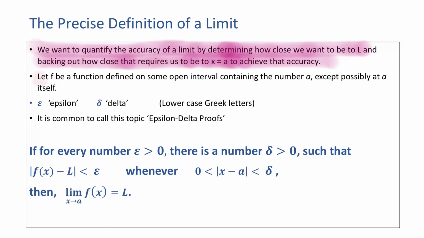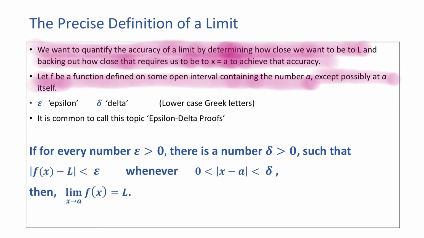So we let f be a function defined on some open interval that contains the number a. The x value a is the value that we're interested in. Sometimes, of course, right at a, the function might be undefined, but we can still have a limit that exists as we approach a from the left and the right.